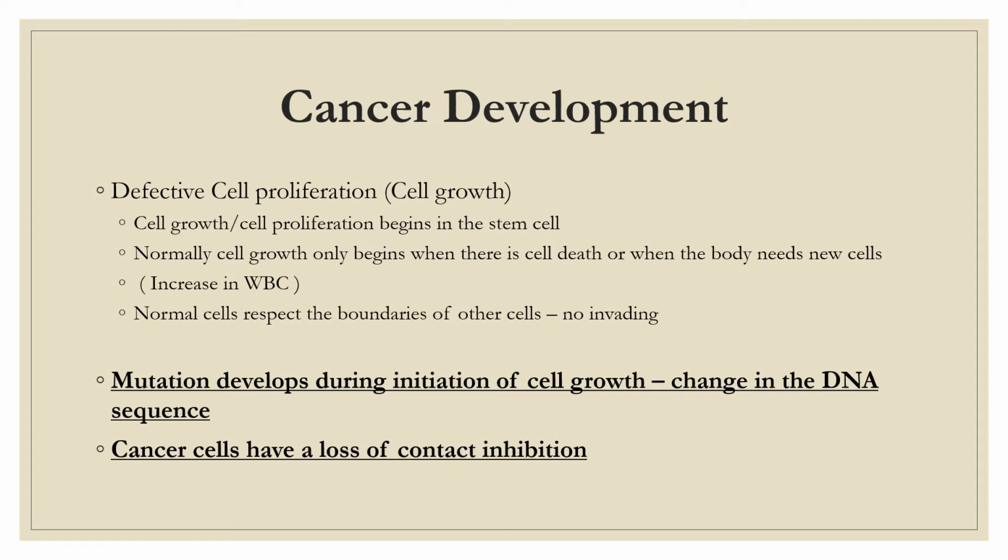So when we talk about cancer cells, the mutation of the cell actually develops during initiation of cell growth, so during cell proliferation. Whatever mutation is going on and whatever happened to the patient is changing the DNA sequence, and that causes the mutation, and that begins right from the start of the cell. And if normal cells respect boundaries through contact inhibition, cancer cells do not. So they have a loss of contact inhibition. They're bad neighbors. They bump into each other. They don't respect their boundaries, and they actually build up on top of each other and create clumping. So that's the defective cell proliferation stage.